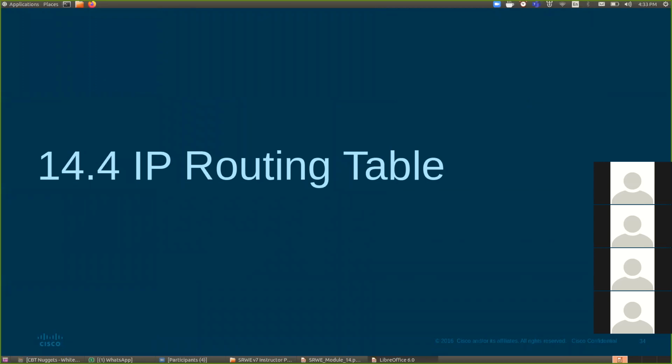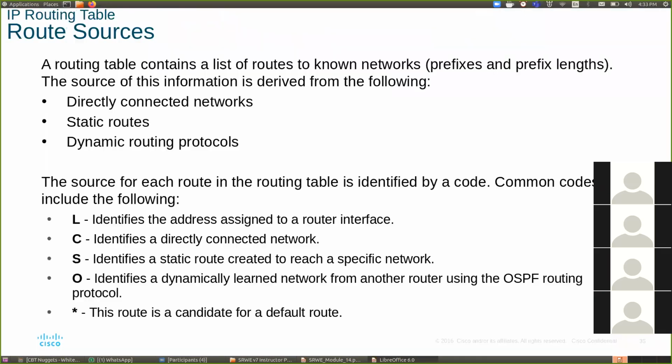IP routing table. Like I told you, switches maintain a MAC table, or CAM table, content addressable memory. In routing, routers maintain a routing table. We also talked about how a router builds those routing tables: from directly connected networks, static routes, or dynamic routes. These are the three. Like the alphabets I was talking about, you have different letters in front of network entries on the routing table. Each of those letters has a meaning.